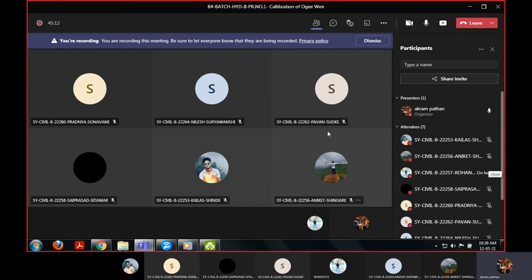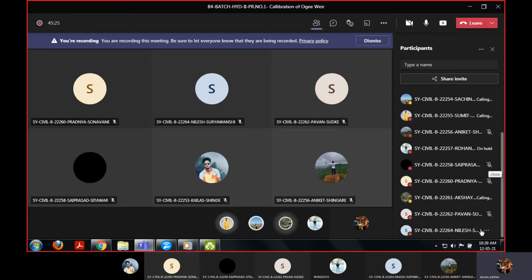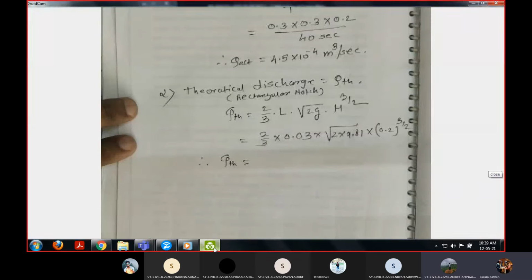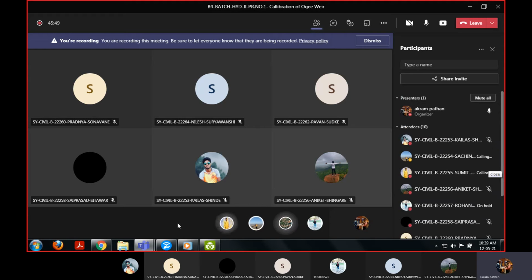Pawan Sudke is there? Aniket? Yes, sir. किती आलं? Sir, 7.92 into 10 raised to minus 3. Okay. कैलाश शिंदे is there?